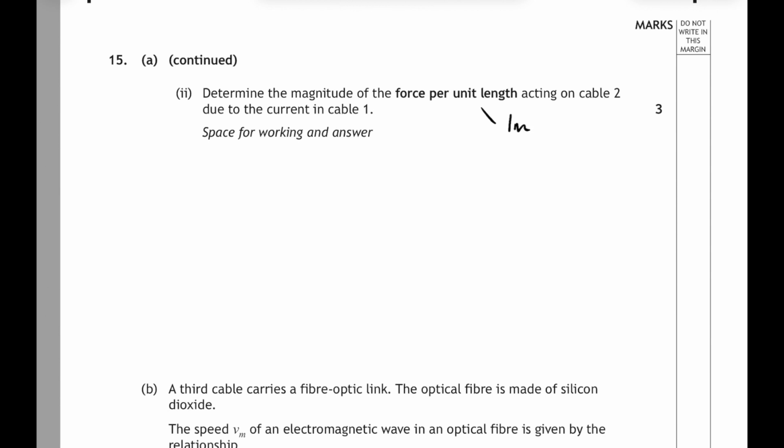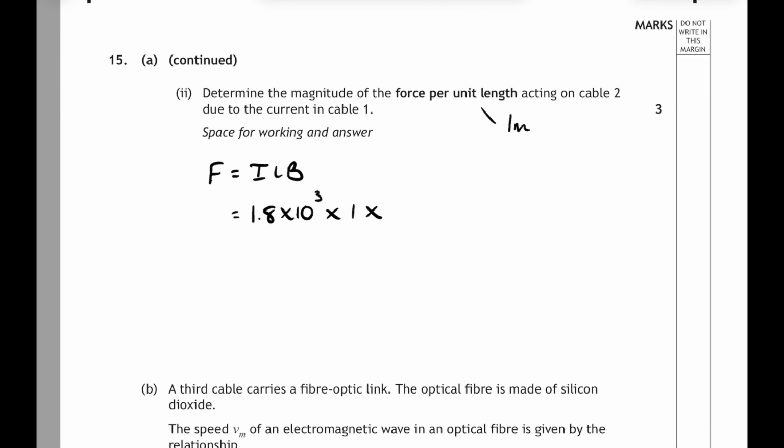So have we got a relationship that links force with current and length and magnetic induction? Yes, we do. F equals ILB. Now we know what the current in cable 1 is. It was 1.8 kiloamps. So it's 1.8 times 10 to the 3.